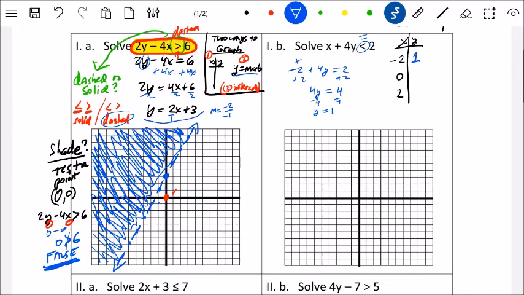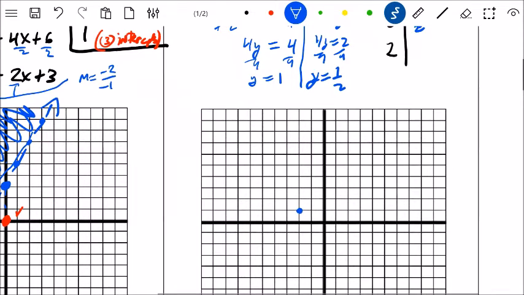So if I go to -2 and go to +1, there's a point. Now I'm going to do it with 0. So 0 plus 4y equals 2. 4y equals 2. Let's divide by 4. Ooh, y is equal to 1/2, or 0.5. What that means then is at 0, we're halfway towards 1.